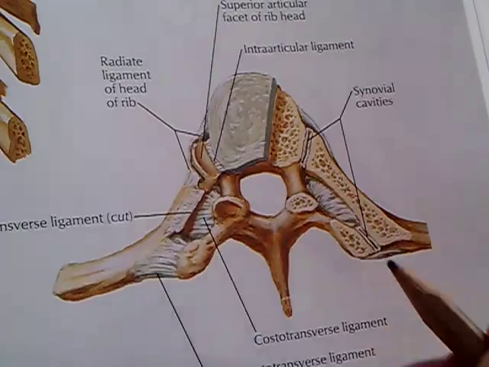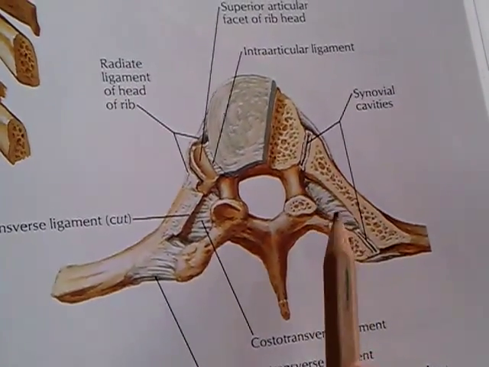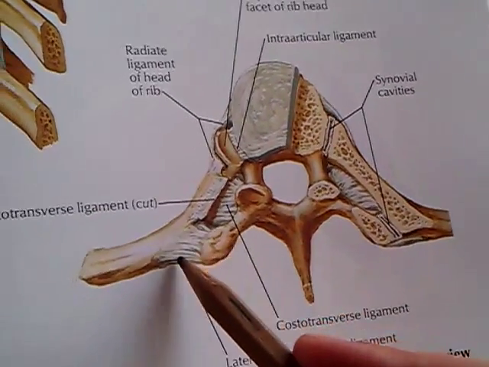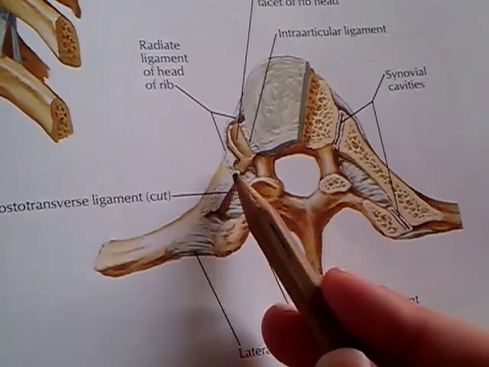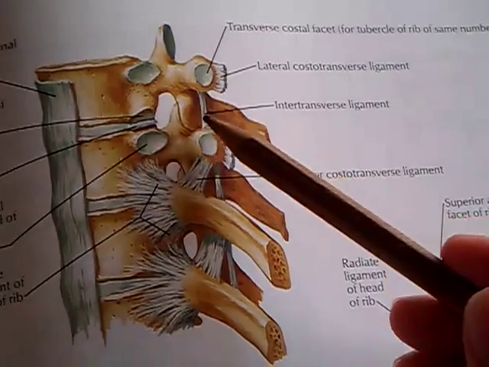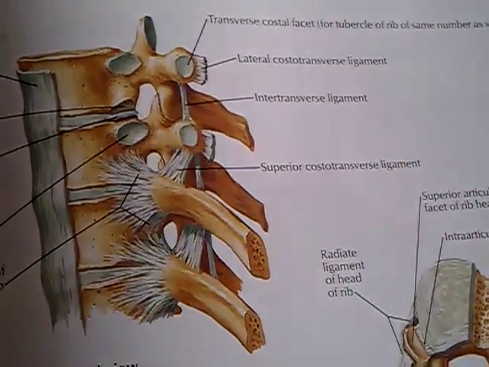And these synovial joints are supplemented by costotransverse ligaments. You have lateral costotransverse ligament, superior costotransverse ligament, and intertransverse ligament.